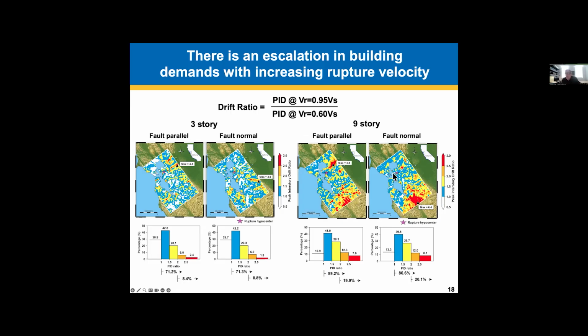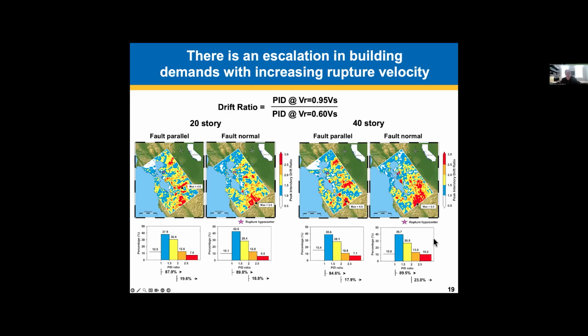So now, if we look at that PID ratio of the building response at a high velocity rupture to the building response at a low velocity rupture, you begin to see the growth of these large increases here. And so in this case, almost 90% of the buildings throughout the entire domain have an increase in the PID of that building. About 20% have an increase of 2x or more. And if you delve into this, some local locations have a very large increase in that ratio. So you can really begin to see the influence and the effects of this high velocity rupture on the building response. 20-story building, very similar.